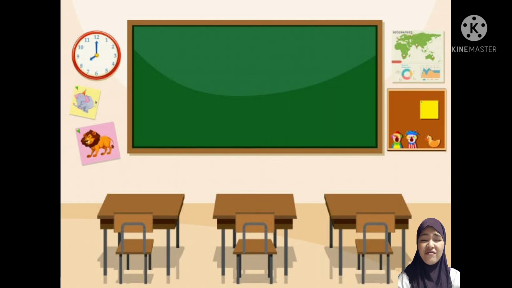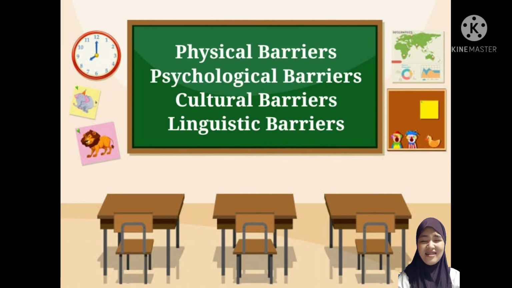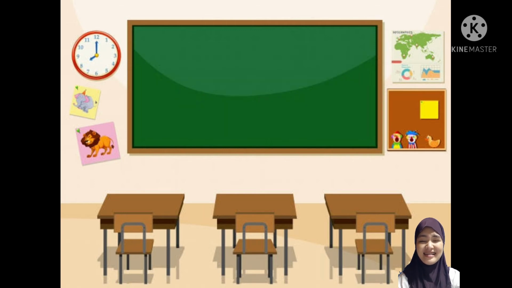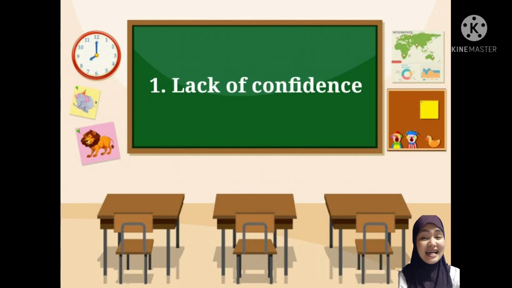We have physical, psychological, cultural, and linguistic barriers. Are you ready to answer? Let's begin. Number 1, lack of confidence. Correct. Lack of confidence is a psychological barrier. This is caused by a person's fear of committing mistakes rooting from one's emotions.